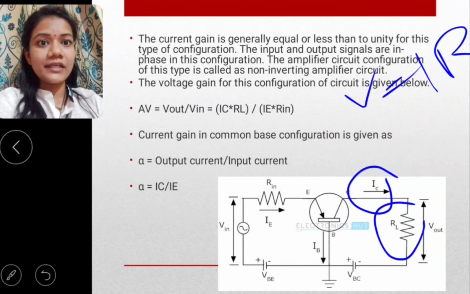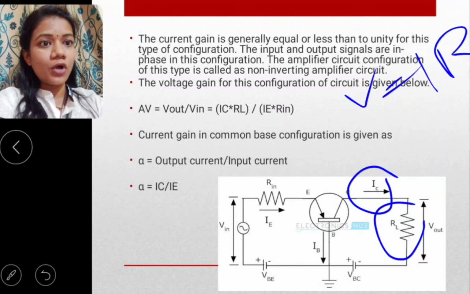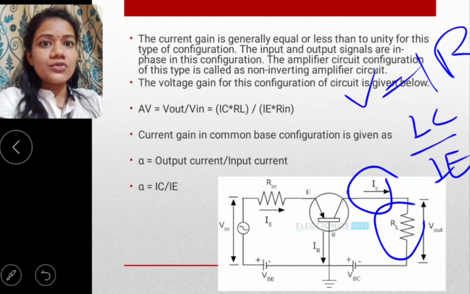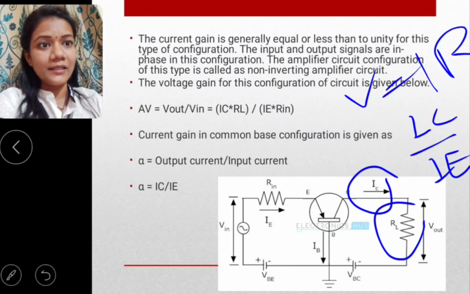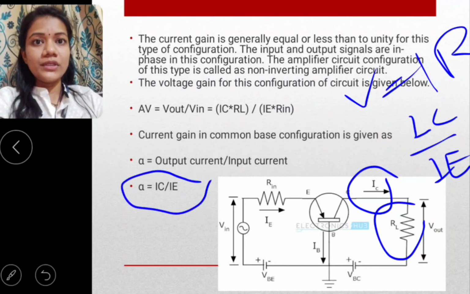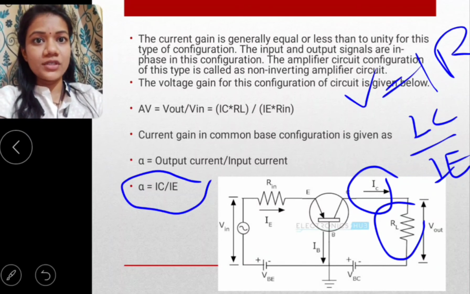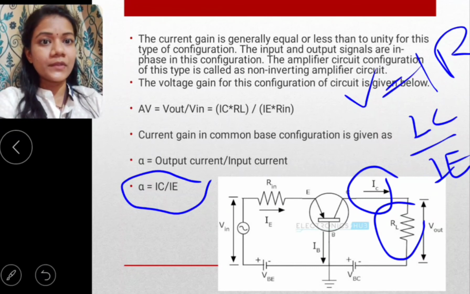Now what is the current gain? It is output current upon input current. Output current in common base configuration is IC and input current is IE. So in common base configuration, your current gain is IC upon IE, which we call alpha. Alpha, that is your current gain, is equal to IC upon IE, and it is nothing but unity. So this is about the common base configuration.